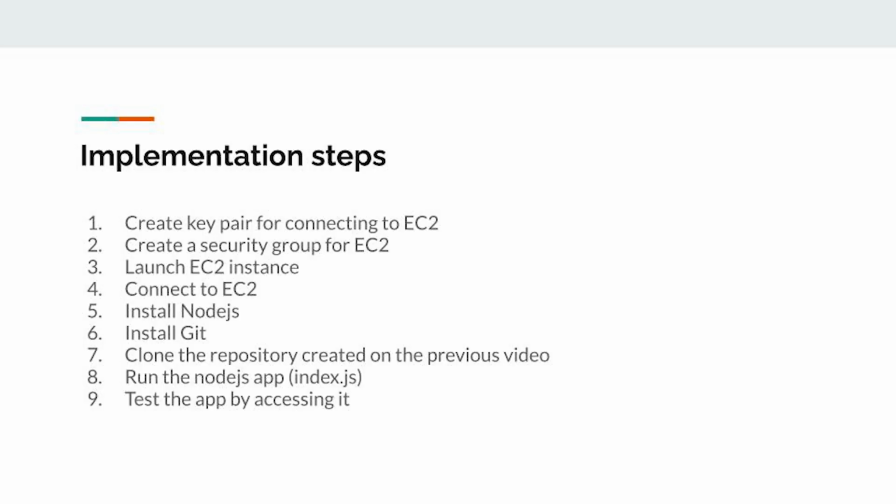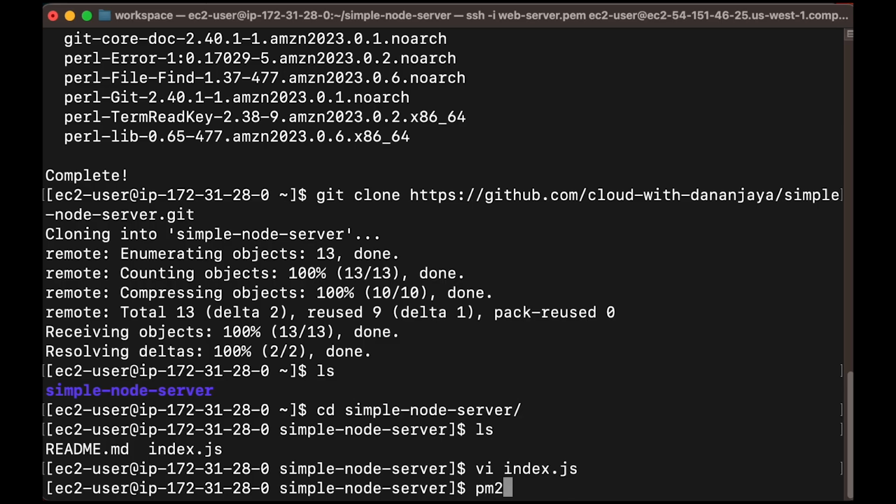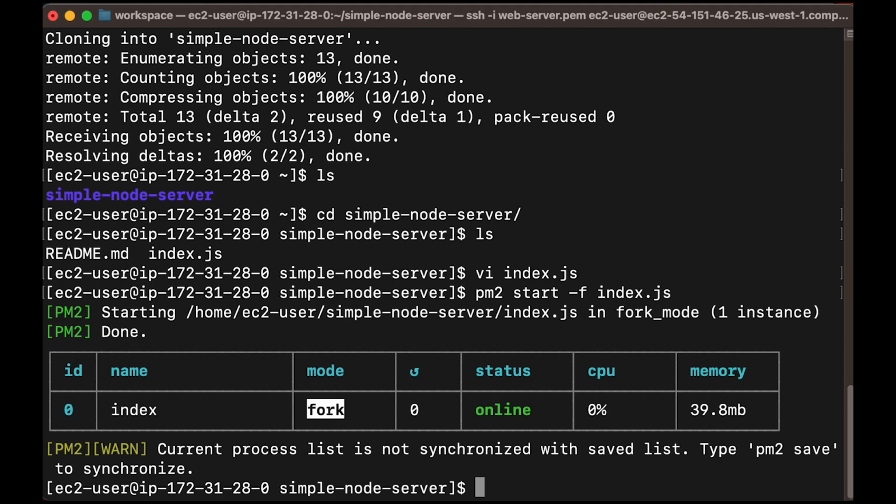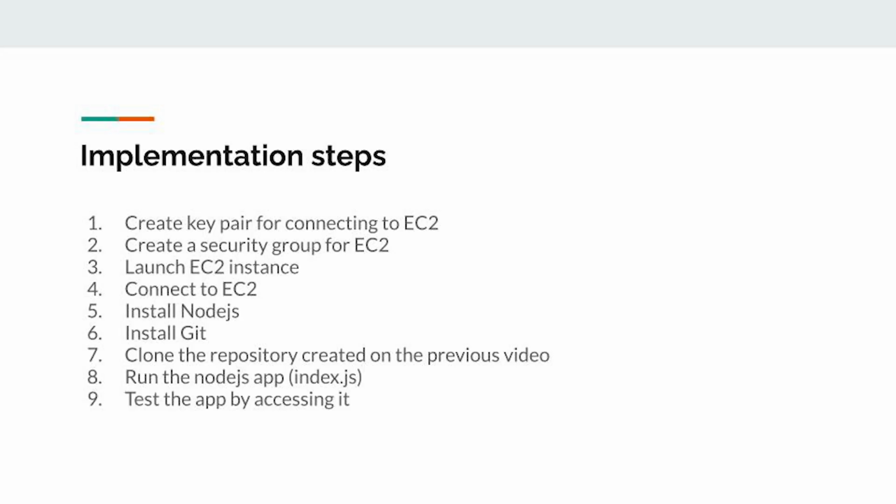That completes step 7. Now we can go to step 8, running the Node.js app. Inside the project folder, run command pm2 start index.js to run the file as a background service. That completes step 8. Now we can go to step 9, testing the app.